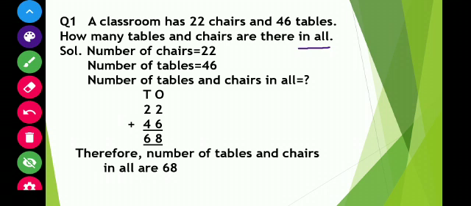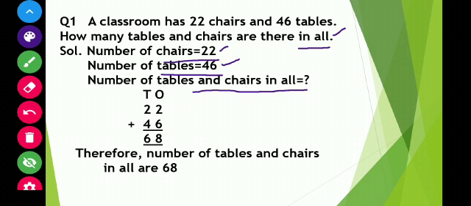First information which you have to write, number of chairs is equals to 22. Now second information, number of tables, is equals to 46. Now the thing which you have to find out will be written after the given information. Number of tables and chairs in all, this you have to find out. Now as we have already understood with the help of this word in all that we have to perform addition in the question, now we can arrange the given two numbers in a column form.